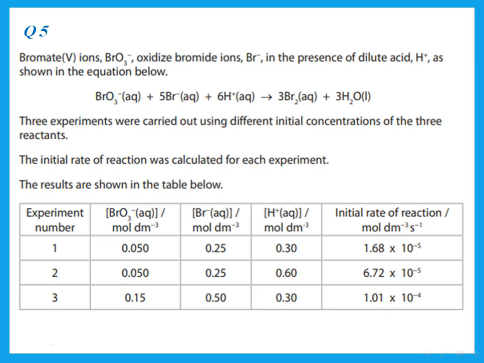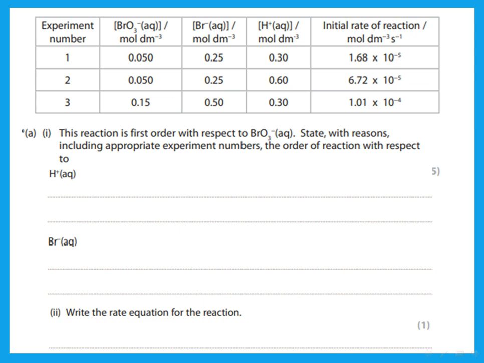Then another question says bromate ions oxidize bromide ions in presence of dilute H+, and he gives me the equation. 3 experiments were carried out using different initial concentrations of the 3 reactants, and he gives me the results in a table, and then he says this reaction is first order with respect to bromate. So keep in mind that he has already told me with respect to bromate it is first order. State with reasons, including appropriate experiment numbers, the order of the reaction with respect to the other reactants.